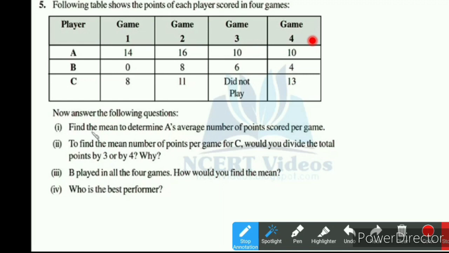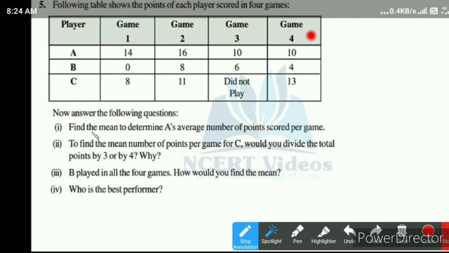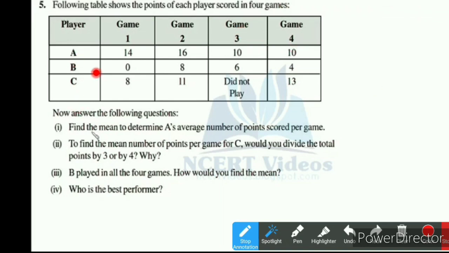Question 5. The following table shows the points each player scored in 4 games. Here are game 1, game 2, game 3, game 4. The 3 persons here are players A, B and C. Now answer the following questions.